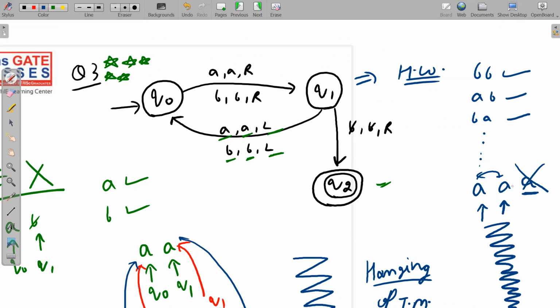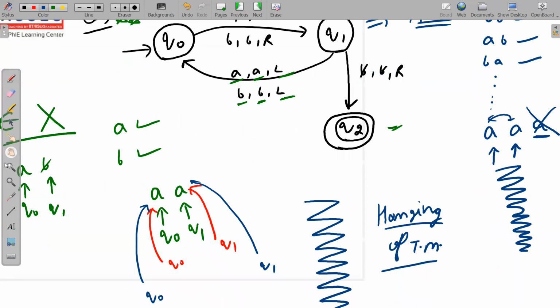So directly or indirectly, for each and every string of length 2 or more, this Turing machine will hang, and hence all those strings will be rejected. Null will be rejected, but single A and single B will be accepted. So if the string is accepted, that means directly or indirectly the Turing machine is halting. For acceptance, the Turing machine must halt in a final state.